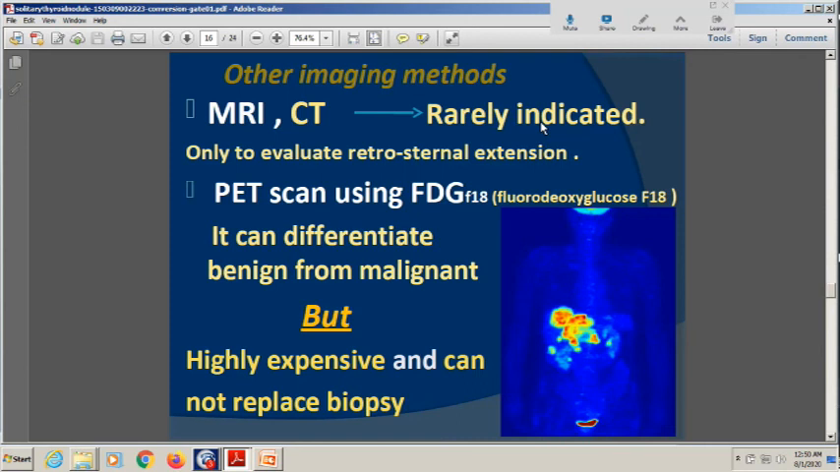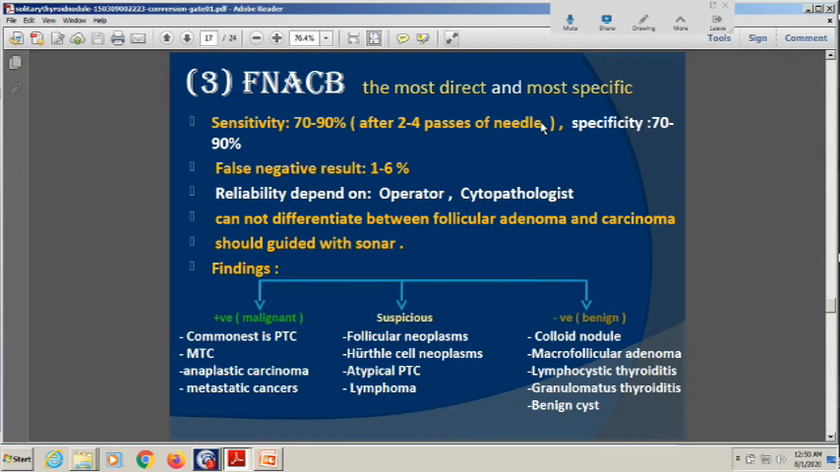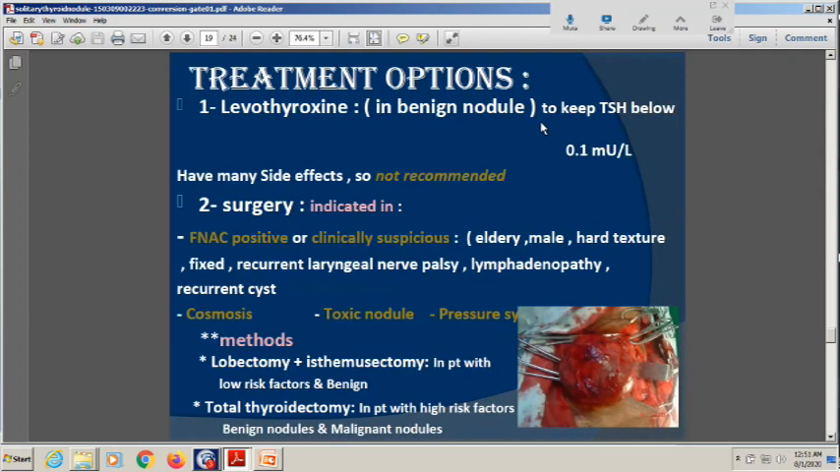Again, the treatment plan is the same for solitary nodules also. We have to first correct the hypothyroidism to make the patient euthyroid with levothyroxine. If there is any side effect symptom, go for surgery. If there is a toxic nodule, correct the toxicity, then go for surgery. If there are pressure symptoms, go for surgery. If FNAC shows malignancy, go for surgery. So today's topic is over. In the next class we will discuss hyperthyroidism and hypothyroidism.